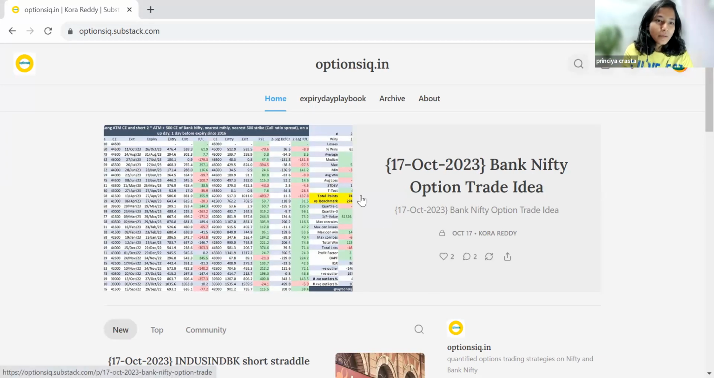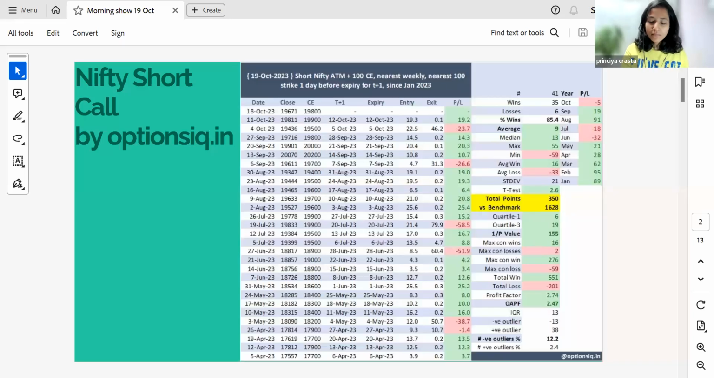Yeah. So let me just go through today's stock market highlights. Today's trading idea here is this: if you're short at the money plus 100 call to the nearest weekly, nearest 100 strike, 1 day before expiry in Nifty for T plus one, the stats here say that since Jan 23 onwards, there were 41 such instances, out of which 35 were wins, which is around 85% winning. Average expectation here is 9 points.